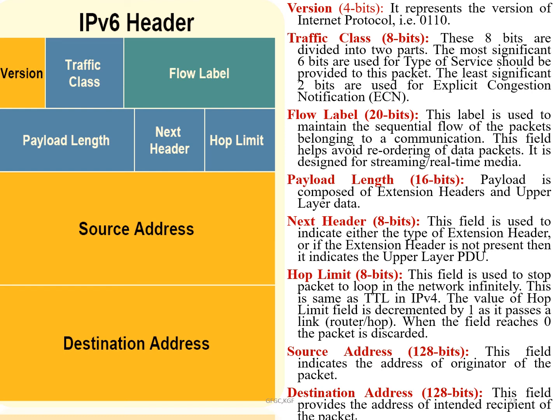Next is the payload length, which is 16 bits. The payload is composed of the extension headers, which gives the total length of the data being carried. Next, the next header. It is 8 bits. This field is used to indicate either the type of extension header or if the extension header is present or not. So it acts as a pointer here. Next comes the hop limit, which is very similar to the IPv4 header format, which is 8 bits, and this field is used to stop the packet from looping in the network infinitely. Next is the source address, which is 128 bits, and the destination address is also 128 bits.